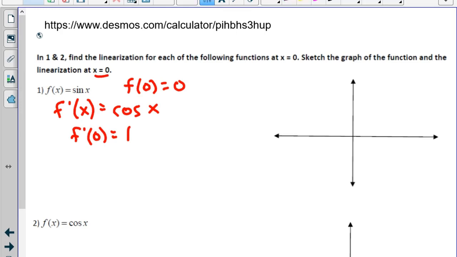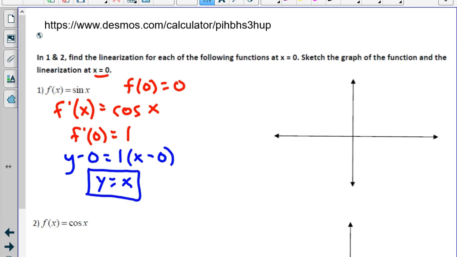So we would say y minus y1 equals m times x minus x1. So y minus 0 equals 1 times x minus 0. So we get y equals x. If this 0 over here was not a 0, we would have to add it to the other side. This is our linearization. And so since that's our linearization, that is really all we need to know.